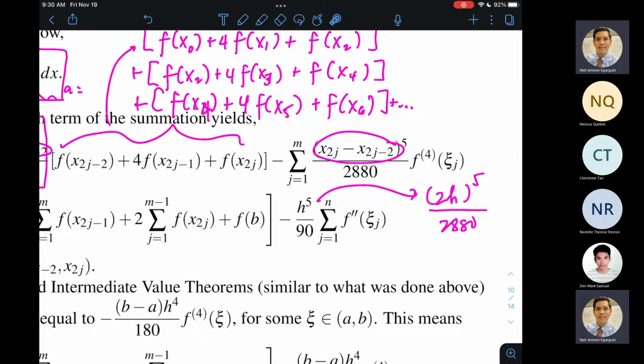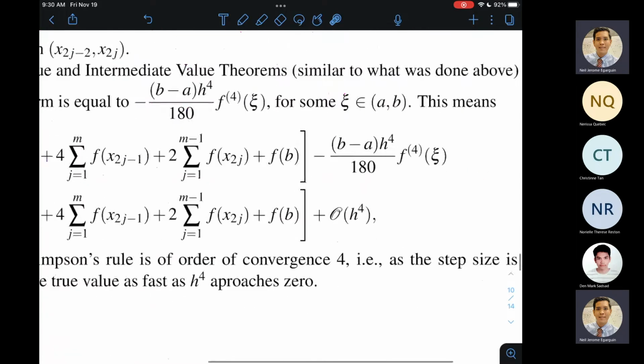And then again, we can appeal to the extreme value theorem and the intermediate value theorem, katulad ng ginawa sa Simpson's rule, para mapaganda yung itsura nung sum ng f double primes. And here we will see that it will simplify to negative b minus a h to the fourth over 180 times the fourth derivative evaluated at the number c from a to b. Okay?